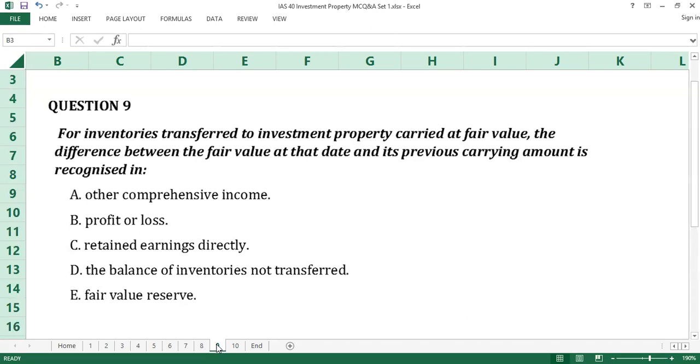Question number 9. The answer to question number 9 is B, profit or loss. For a transfer from inventories to investment property that will be carried at fair value, any difference between the fair value of the property at that date and its previous carrying amount is recognized in profit or loss. B is the answer to question number 9.